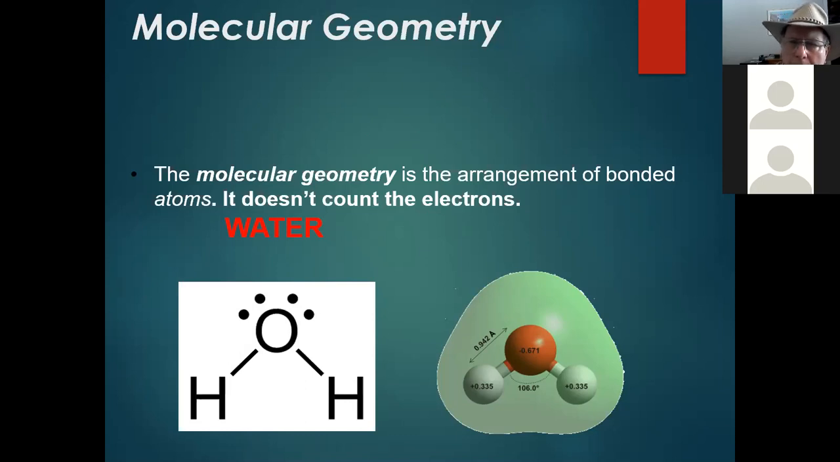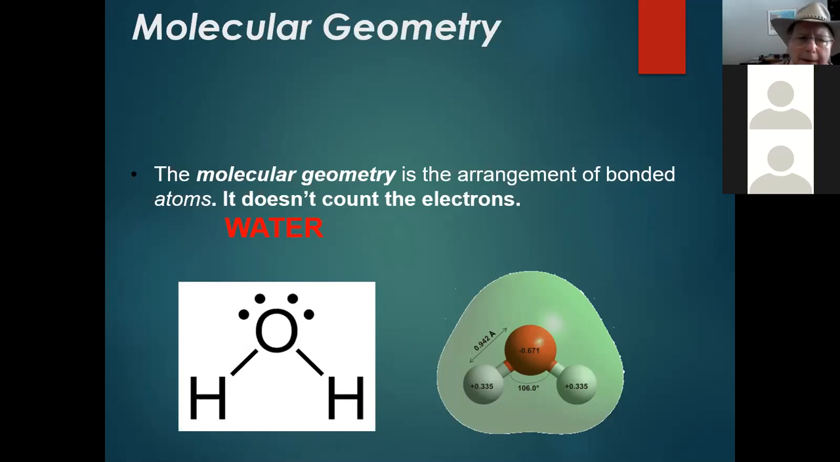Now, riddle me this. Why is it bent and why is it not straight, 180 degrees? I don't have a clue.